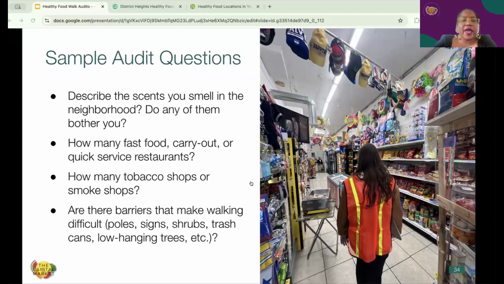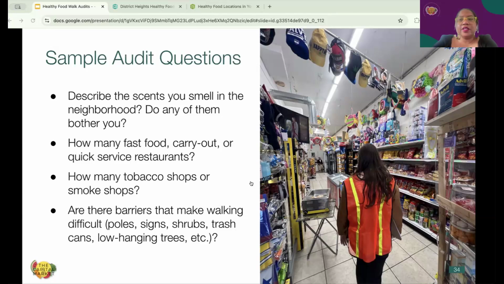And so these questions look at what are the scents that you smell in the neighborhood? Do any of them bother you or excite you? How many fast food restaurants or carry out restaurants or quick service restaurants are there? How do you compare that to grocery stores or healthy food growing spaces? Are there many tobacco shops, smoke shops, or liquor stores? Is that something that you also see in the community?